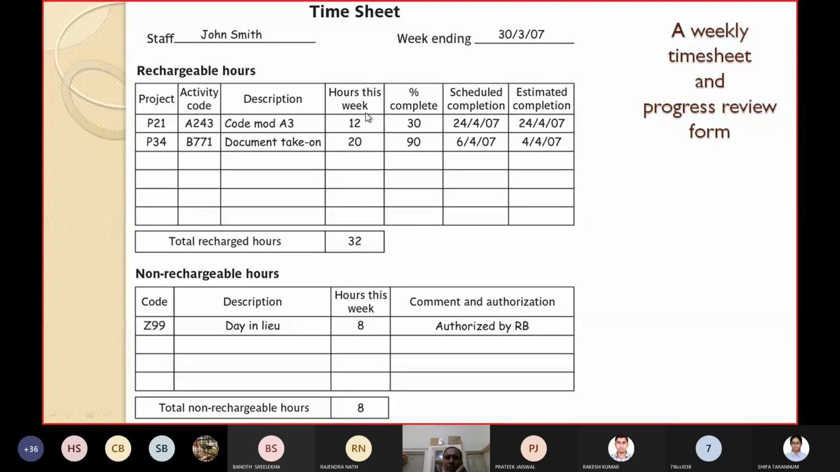Hours in this week, you have worked 12 hours. How much percentage have you completed? Suppose you have completed 30%. And what is the scheduled completion? 24/4/07. What is the estimated completion? The same date. So there is no delay.